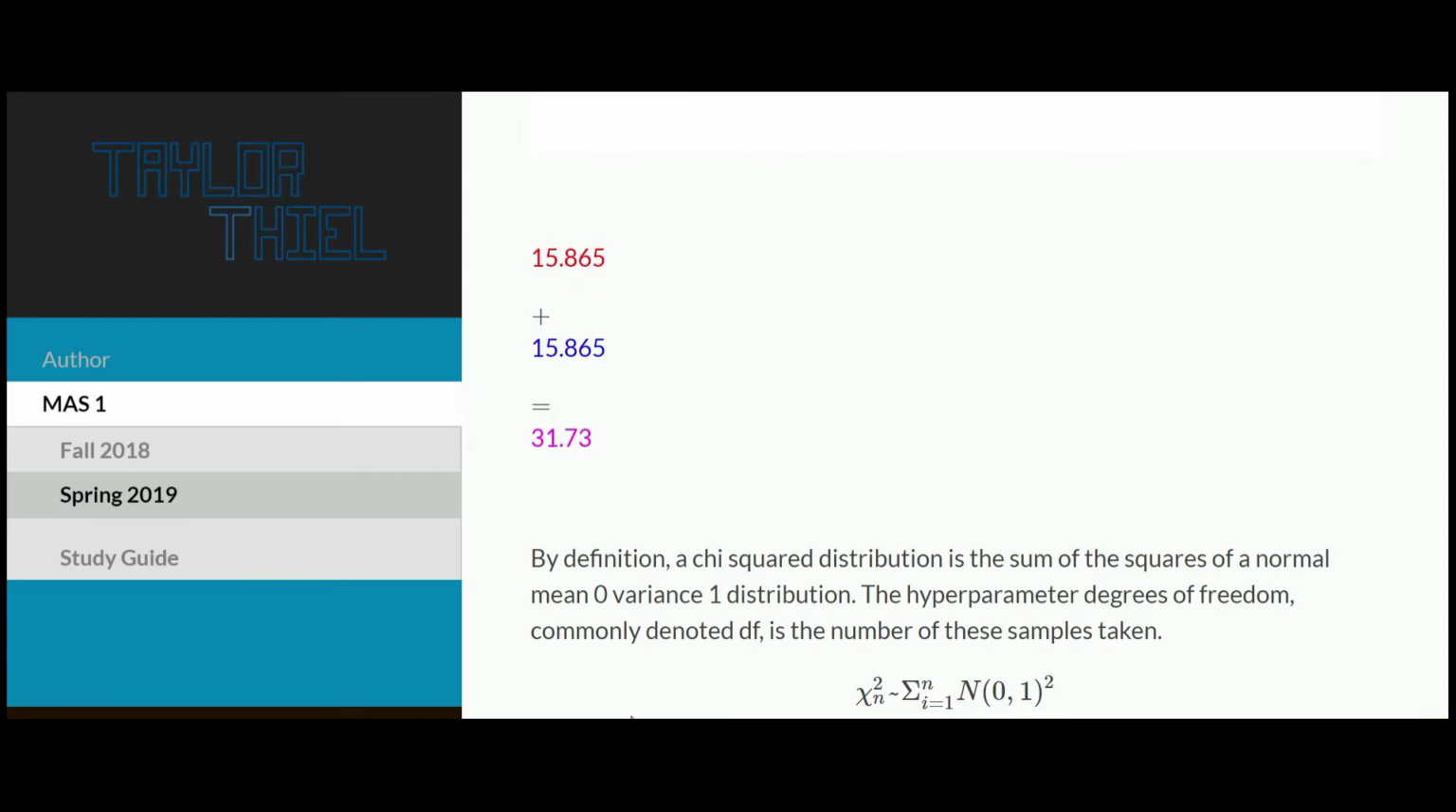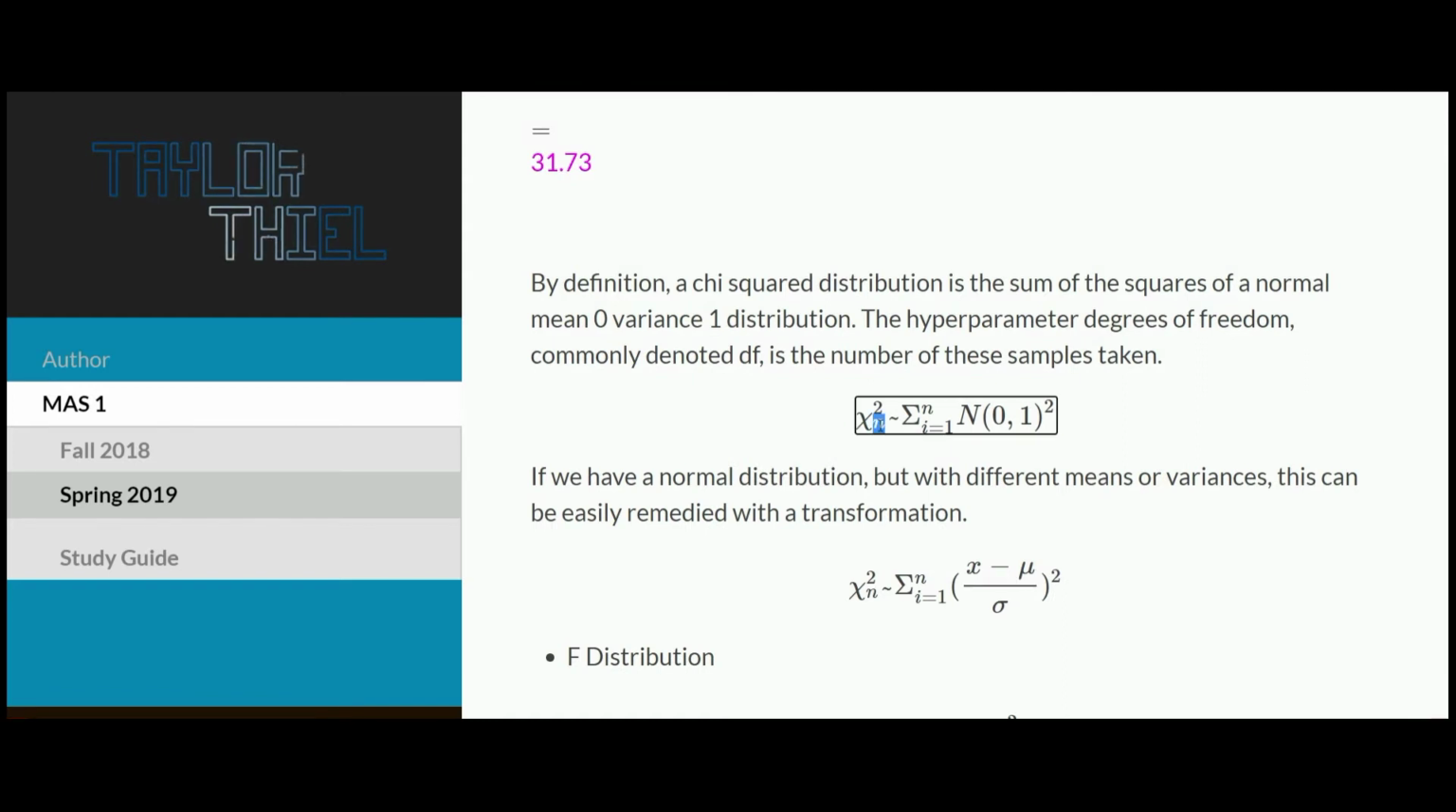However, if you went to the chi-squared distribution table and went to degrees of freedom of 1, you would see that for a value to the right of 1, that area corresponds to 31.73. And that's because this is just exactly what chi-squared distribution is. It's taking the sum of squares of samples from a normal 0, 1. And the degrees of freedom here corresponds to the number of samples.